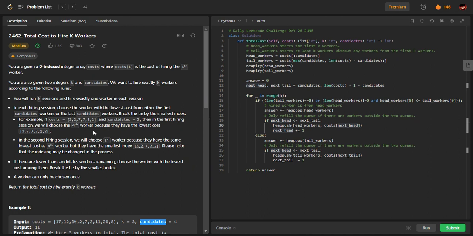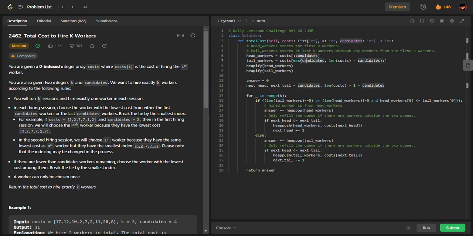Suppose m equals 4. What is m? m is going to be the candidates. Then I want the smallest among the first 4 or the last 4. So we will be using min heaps. The idea here is that we'll be using a separate heap for the left 4 and a separate heap for the right 4.